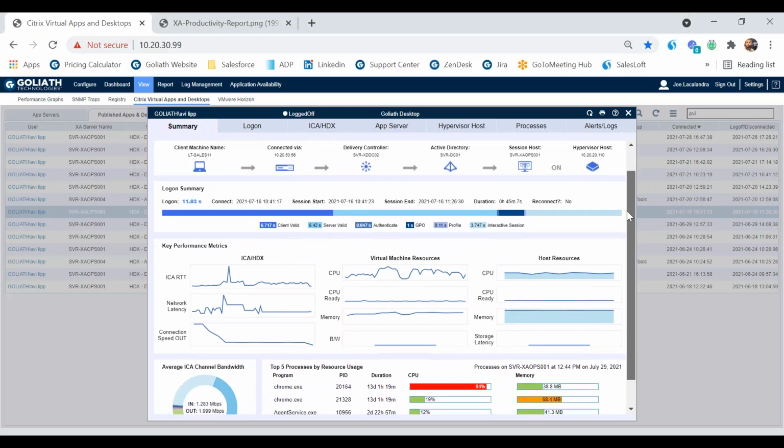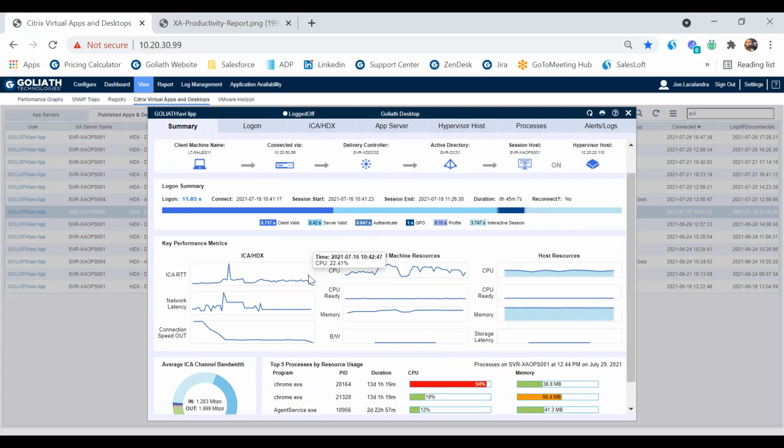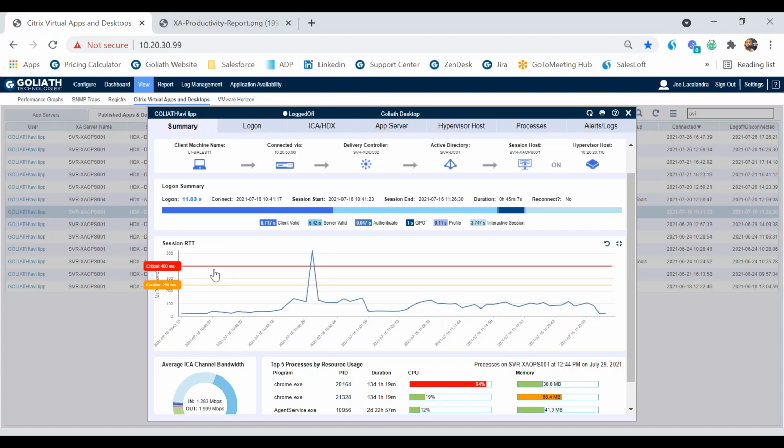But most importantly, in just another click, they were able to identify that, yes, this user actually was having performance issues. They were able to look from this summary tab at a metric called ICA round trip time. And for those of you who are not familiar with ICA round trip time, it's the time it takes for a user to take an action and for it to display back onto their screen. So they were able to trend this data for the time frame of that user session and identify that at 10:56, this user was experiencing round trip time that was above a critical threshold.